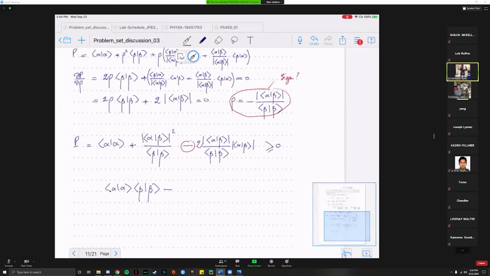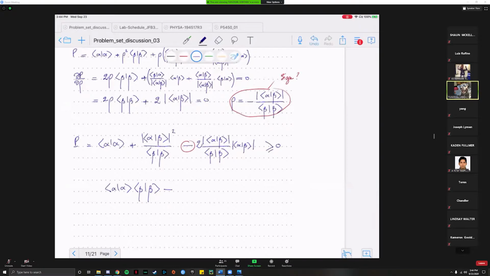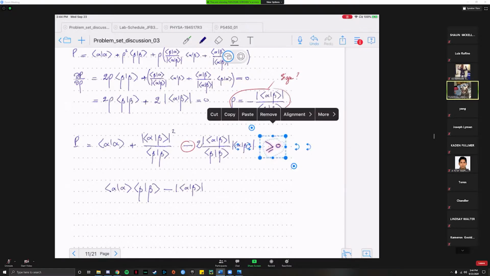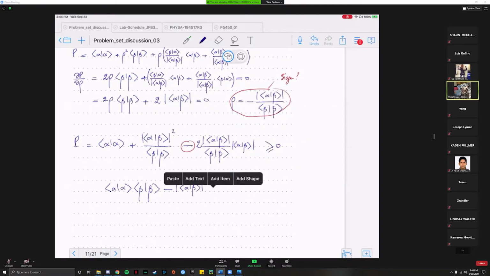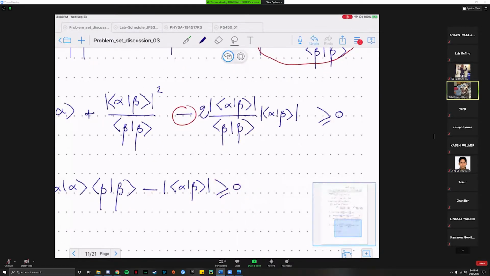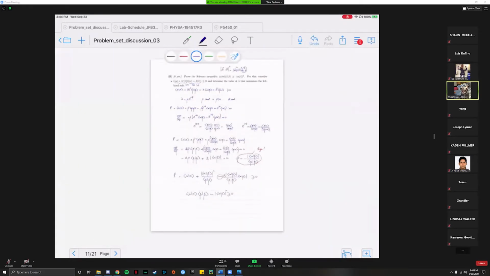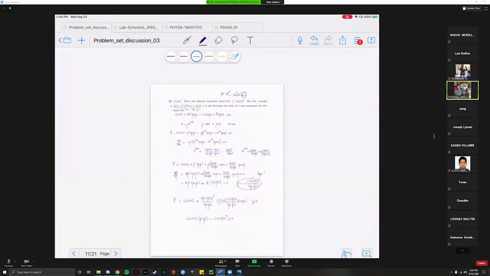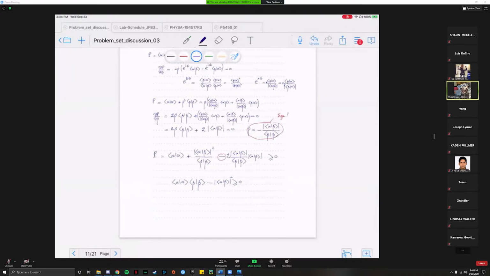Right? So we end up with this. And that's greater than 0, which is exactly what we were asked to find. So that works out.